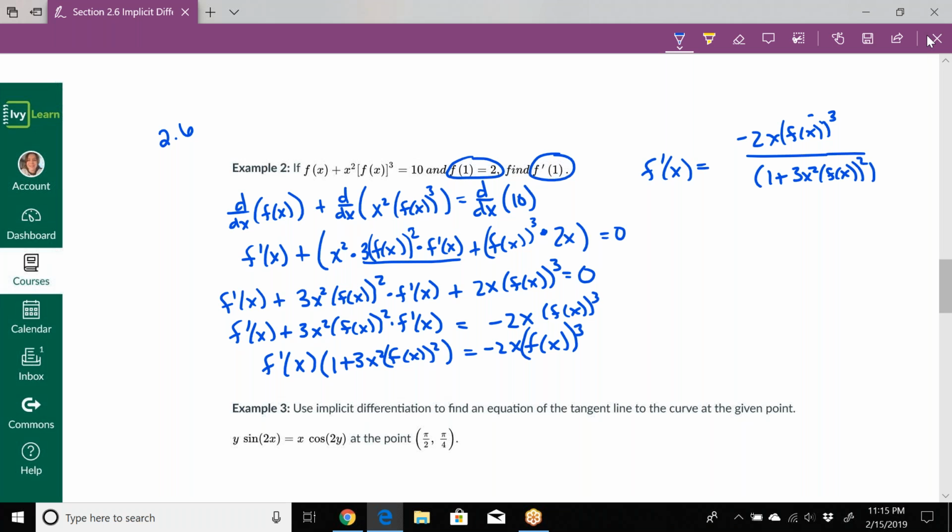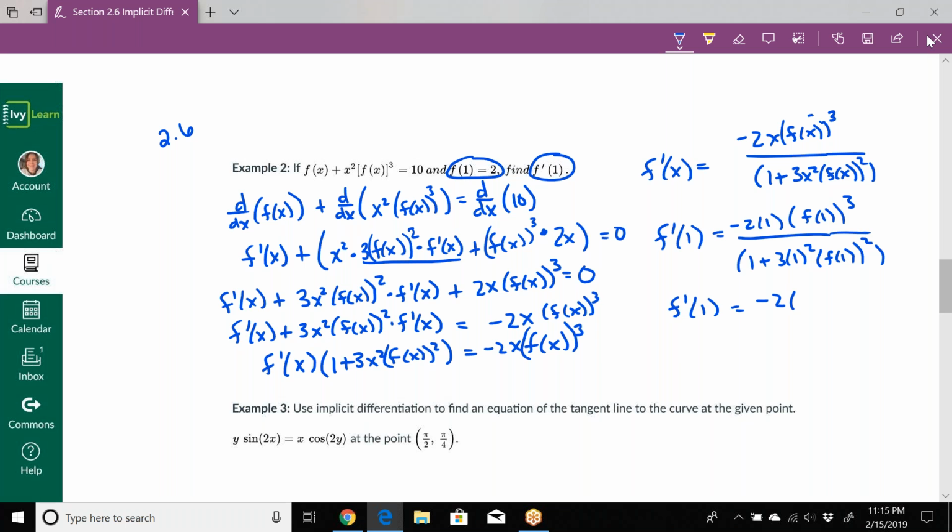Okay, so now we're going to plug in 1 for all of our x's. So f prime of 1 equals negative 2 times 1 times an f of 1 cubed over 1 plus 3 times 1 squared times f of 1 squared. Okay, f of 1 can be replaced with 2, so this is really negative 2 times 1, which is negative 2, times a 2 cubed over 1 plus 3 times 1 squared is still going to be 3, but this is going to be f of 1 again, which is 2, and it is being squared.